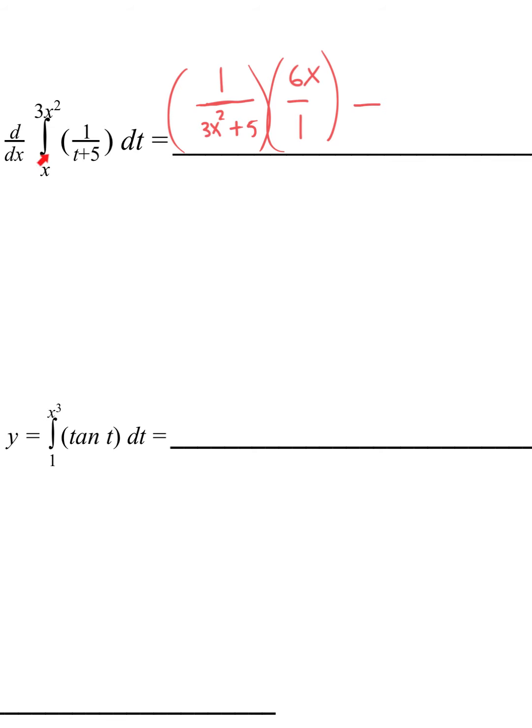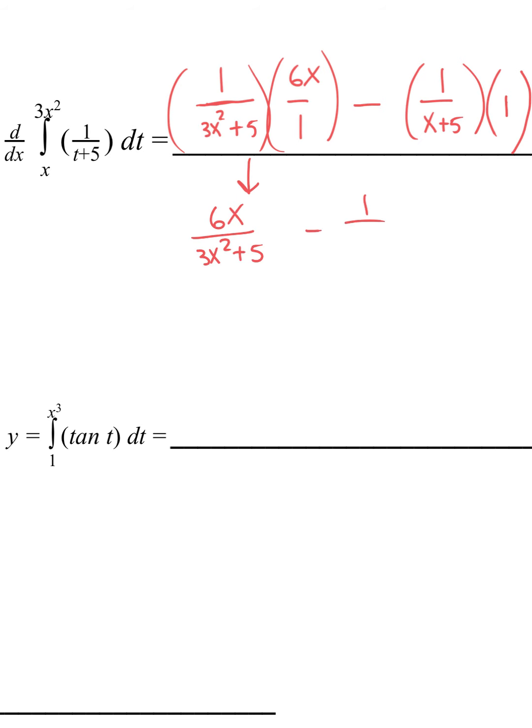All right, now we're going to plug in this everywhere we see t. So now we rewrite the function 1 over, but instead of t, we put in x, 1 over x plus 5. And we multiply everything by the derivative of this limit. The derivative of x is just 1. All right, so now when we simplify here, we're just going to multiply tops and bottoms. On top we have 6x over 3x squared plus 5. And over here we just have 1 over x plus 5. So there we go. There's your final answer.